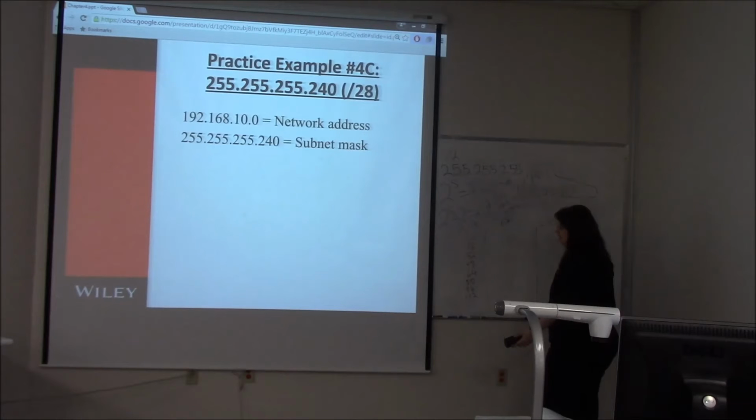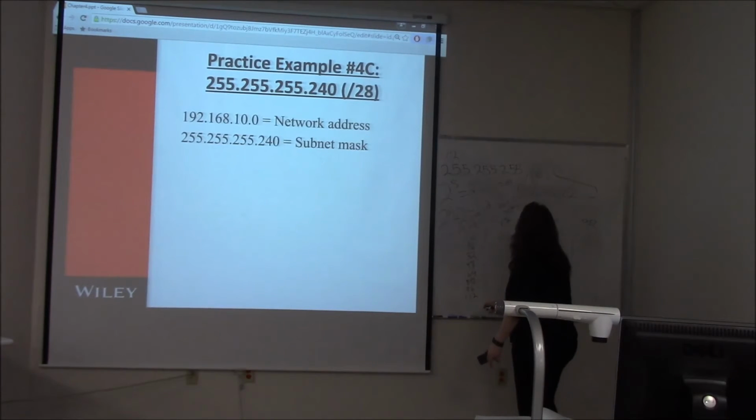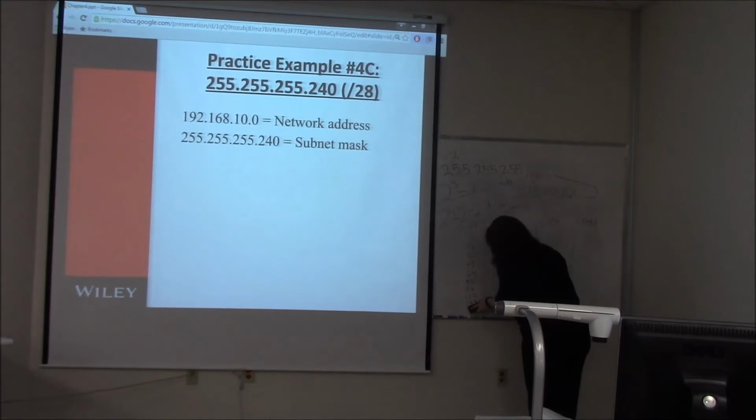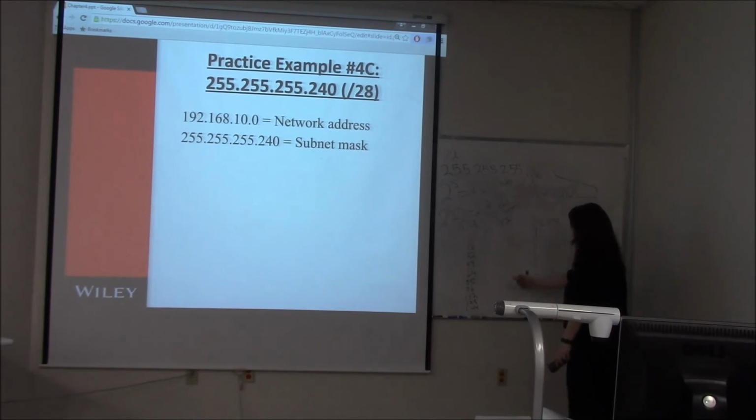Need more room now, right? Plus 16 is 128. Plus 16 is 144. So I'm only halfway through.